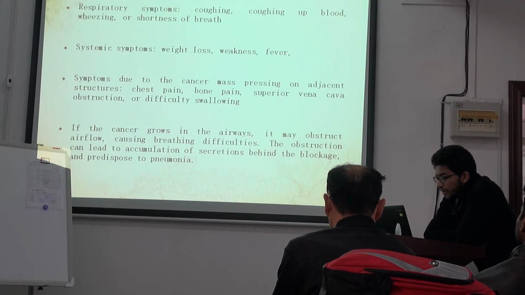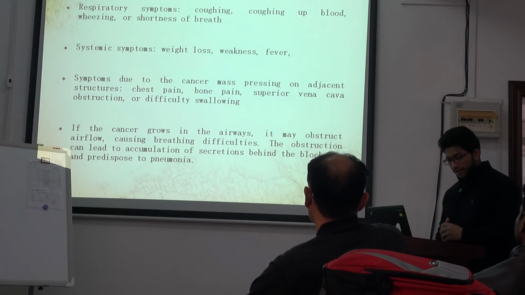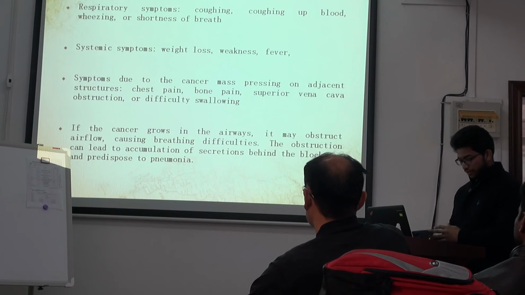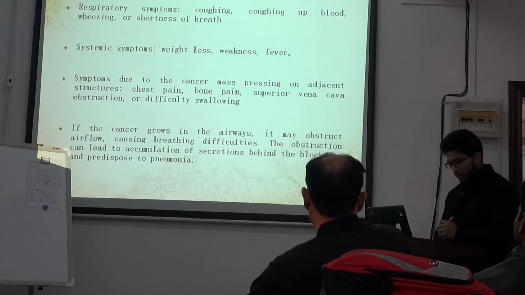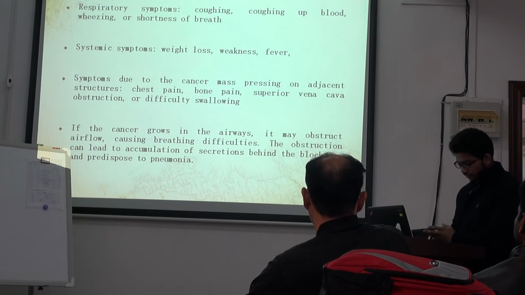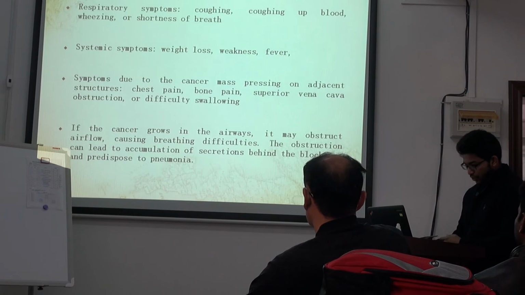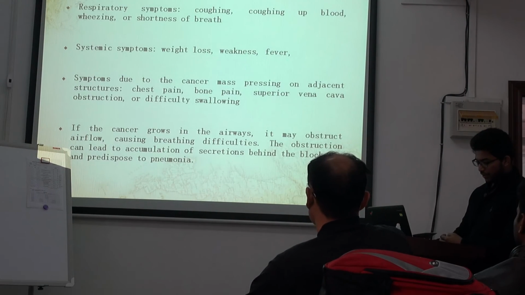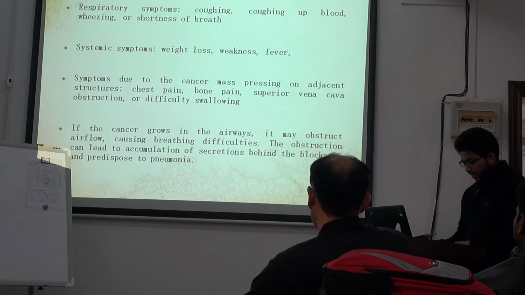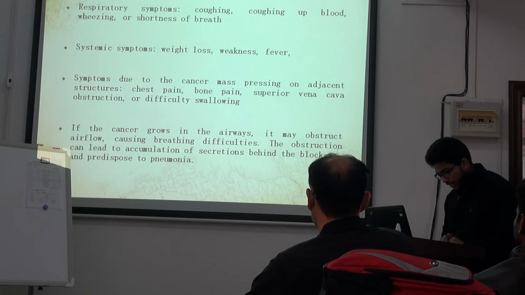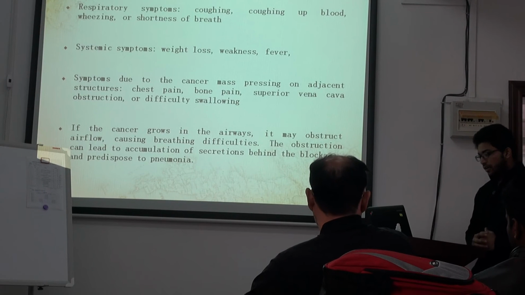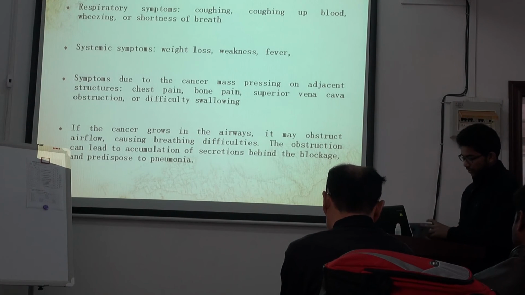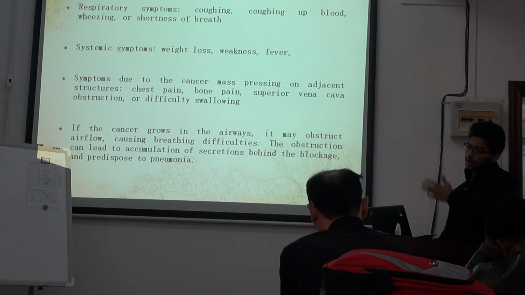Respiratory symptoms like coughing of blood, wheezing, or shortness of breath. We all know why these are caused. And systemic symptoms like weight loss, weakness, fever. Symptoms due to the cancer mass pressing on adjacent structures include chest pain, bone pain, superior vena cava obstruction, or difficulty swallowing. If cancer grows into the airways, it may obstruct airflow, causing breathing difficulties. The obstruction can lead to accumulation of secretions behind the blockage and predispose to pneumonia. We discussed what happens if there is pneumonia or any other infection, right? Is that clear?